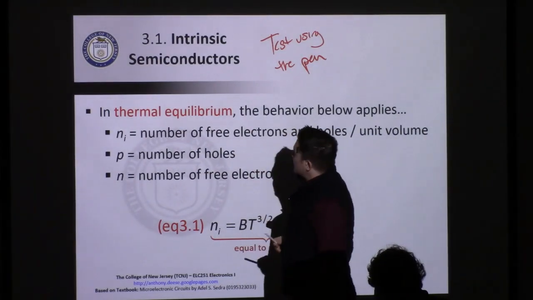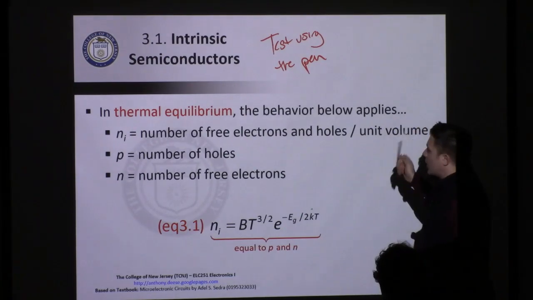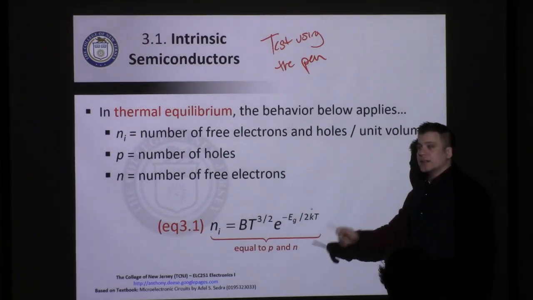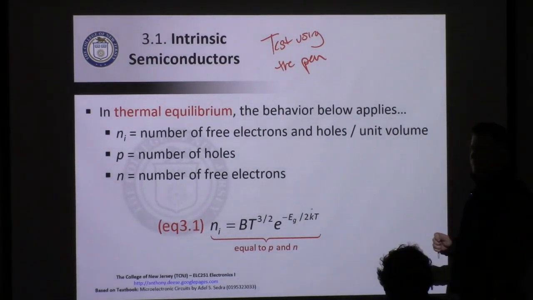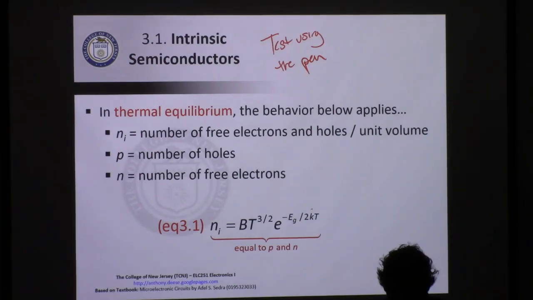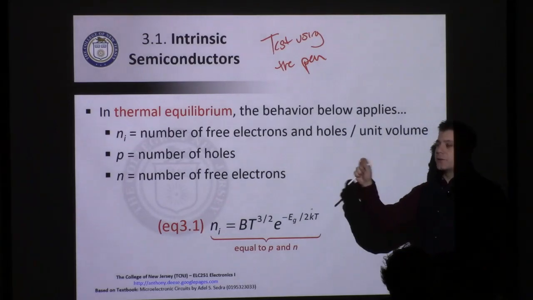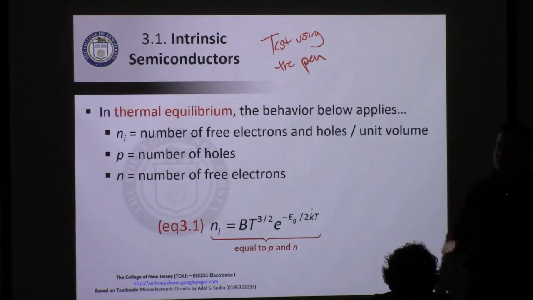So in thermal equilibrium, the behavior below applies. So this is an important, yes? Could you just restate what thermal generation was? Thermal generation is simply just the generation of free electrons and holes that's resulting from heat, from the thermal energy that's in the lattice structure.